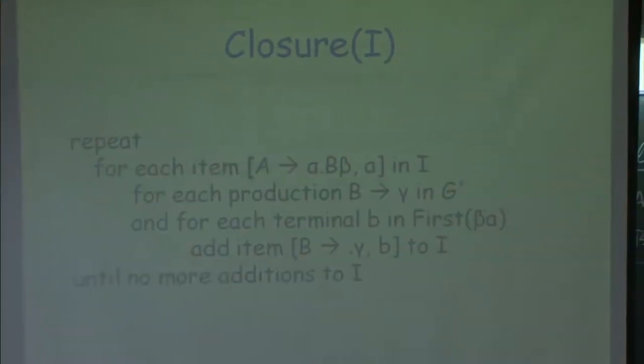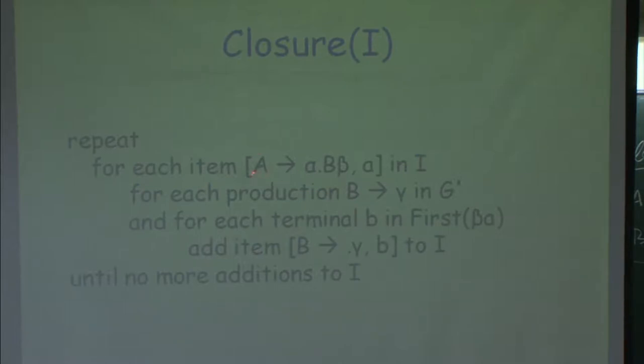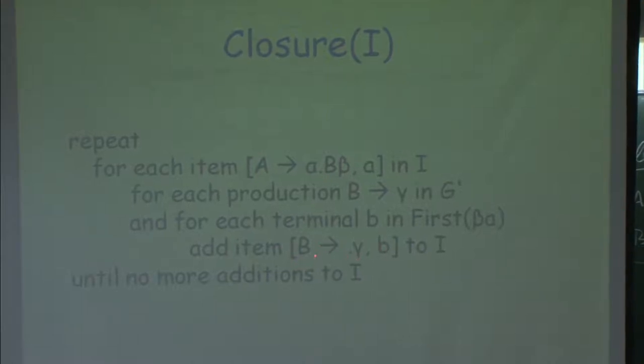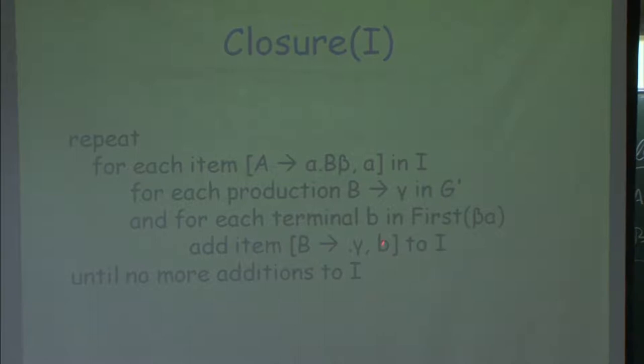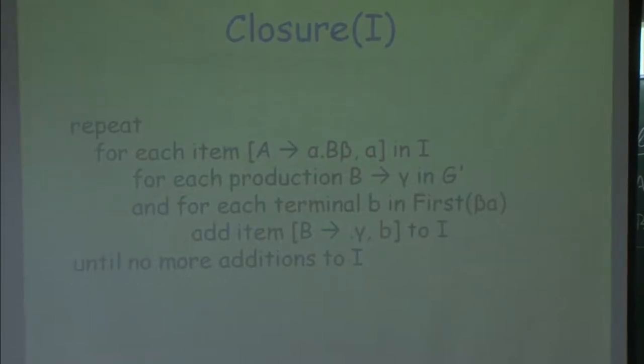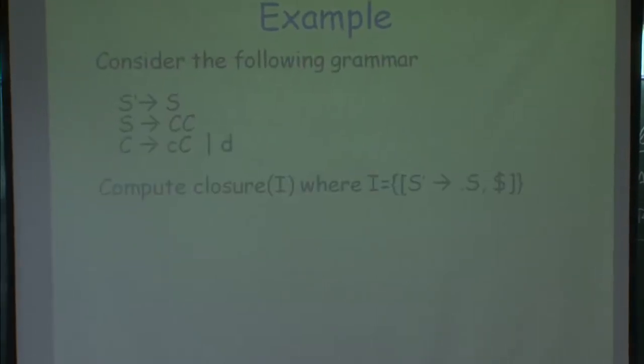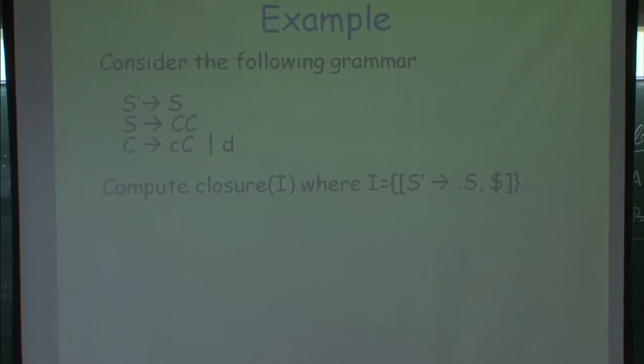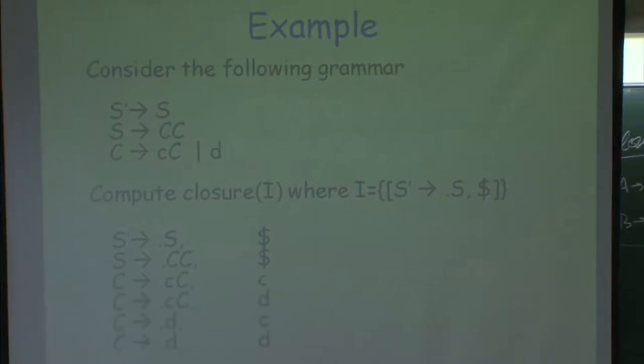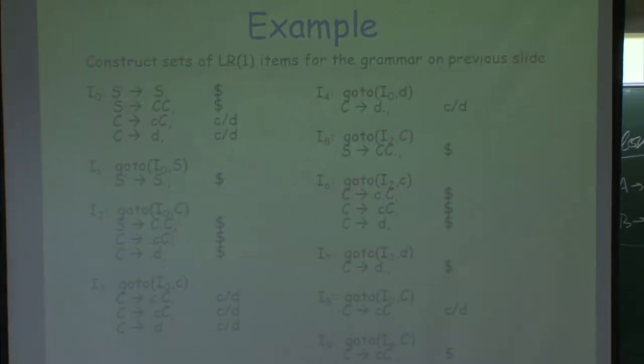Closure is the only definition I changed. If I have an LR1 item A goes to alpha dot B beta, comma a, and B goes to gamma is a production, then I add another LR1 item to the closure, B goes to dot gamma, with lookahead b, where b is in first of beta a. This is the only change I made. I did not change anything in goto. We looked at a slightly different grammar, but with similar notation, where I have a repeat, and then we constructed all the sets of LR1 items for this, and this is how we ended up constructing all these LR1 items.